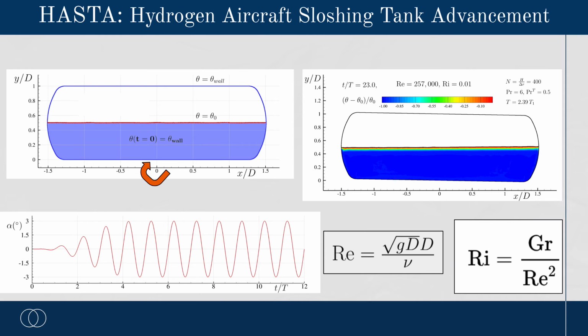Finally, I would like to show a couple of examples of cryogenic sloshing. In this case, the liquid is cold. The tank walls are also cold, while the vapor phase is at higher temperature, which is the typical condition for hydrogen aircraft tanks. If the liquid undergoes only a slight motion, the result is a simple thermal stratification of the liquid.